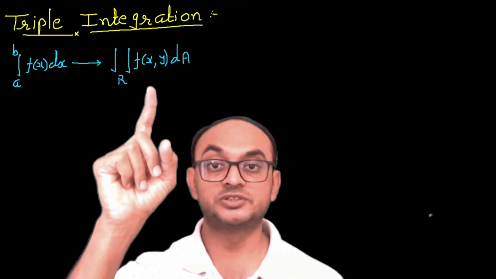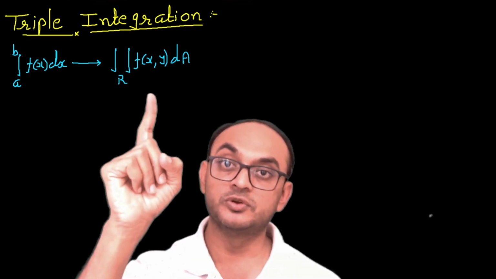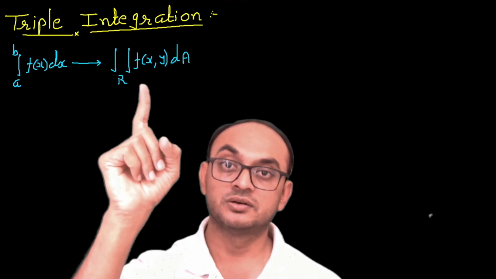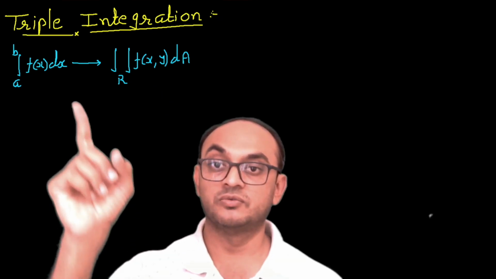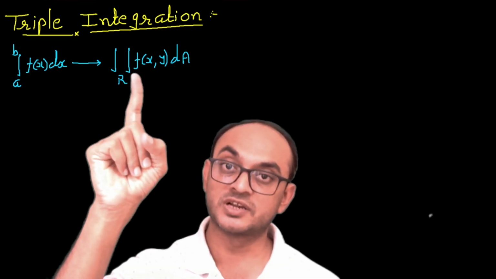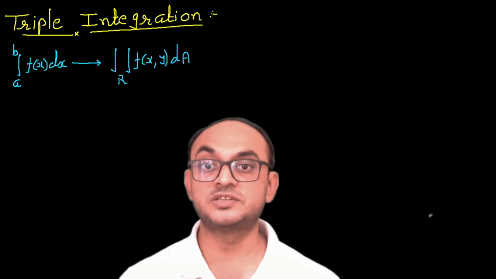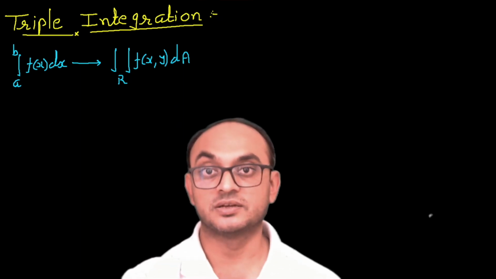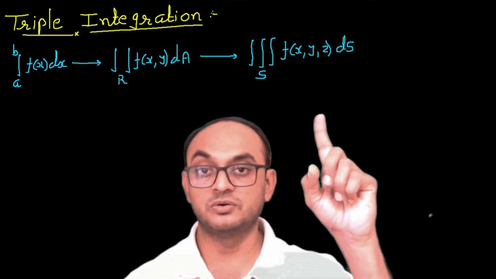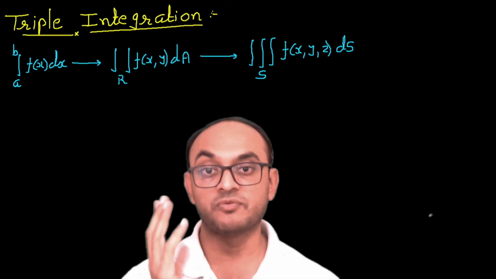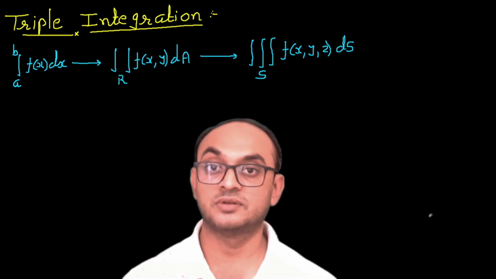If you have a given function f of xy, then we can find volume using the double integration corresponding to the bounded region R. So from f of x to its generalization f of xy. Now let us generalize it to f of xyz. So we have the function f of xyz and we have a given solid S, right?